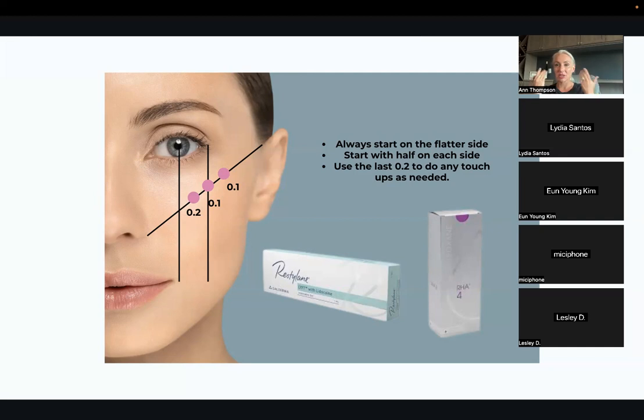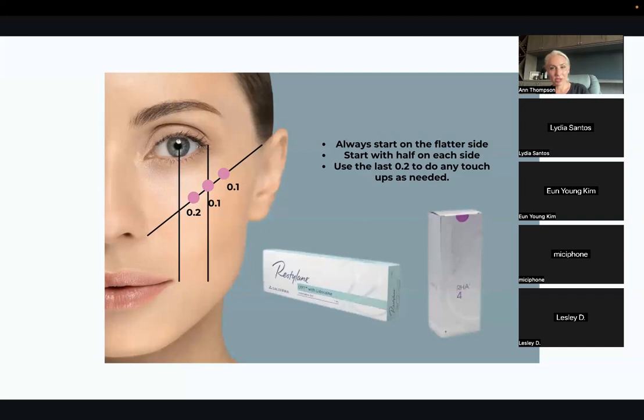If my cheeks look great, then I'll typically go to the piriform and I'll go 90 degrees into the piriform, aspirate, and then put 0.1 on each side, and that will help pop up that nasolabial fold as well.